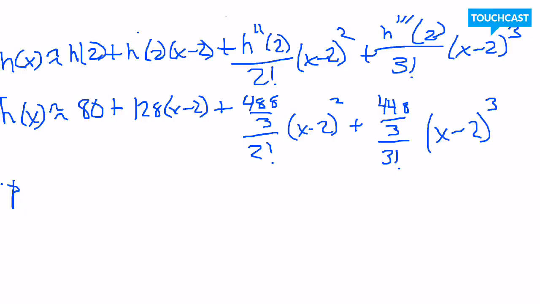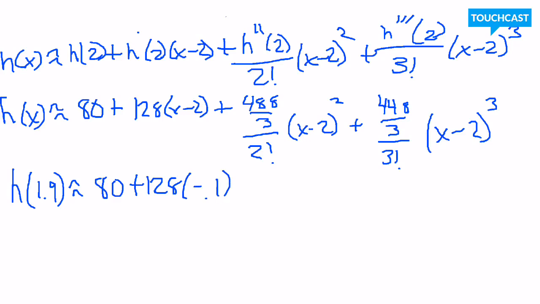To get my approximation for h prime of 9, I'm just going to plug 1.9 in for x in all of those little terms, and I'm going to get h of 1.9. If you use an equal sign, you won't get full credit, but it's approximately equal to 80 plus 128 times 1.9 minus 2, which is negative 0.1, plus 488. I'm just going to simplify that.